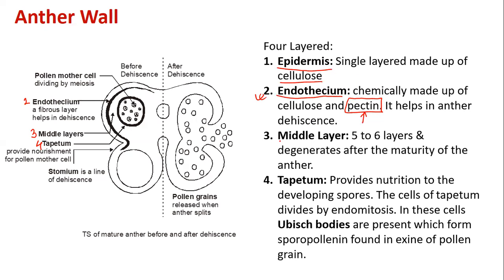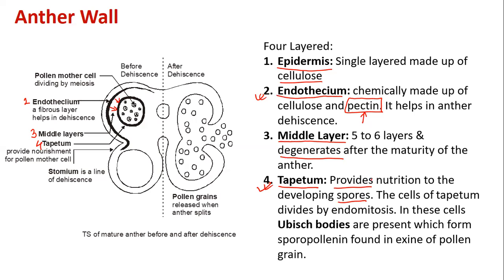Now the middle layer is 5 to 6 layers, and they degenerate after the maturity of the anther. Another very, very important layer is the tapetum. Now, what is the role of the tapetum? The tapetum is the innermost layer, so being innermost, it provides nutrition to the developing spores.